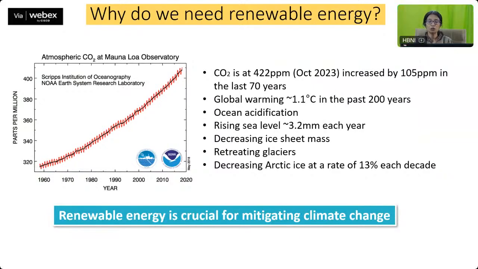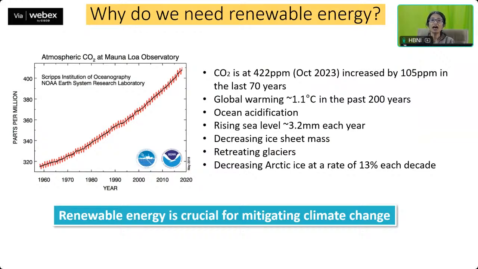But why do we need renewable energy? Obviously right now you have learned so much about the environment, you know about environment conservation, you are talking about sustainability. So what exactly has been observed is that in October 2023, the carbon dioxide in the atmosphere is around now 422 parts per million, which has almost increased by 105 parts per million in the last 70 years. So the obvious fallout of having so much carbon dioxide is global warming.